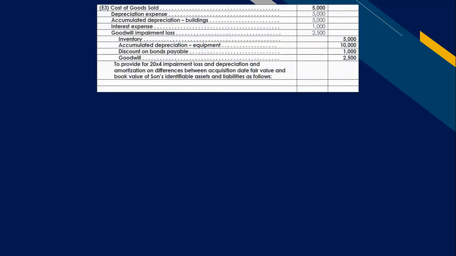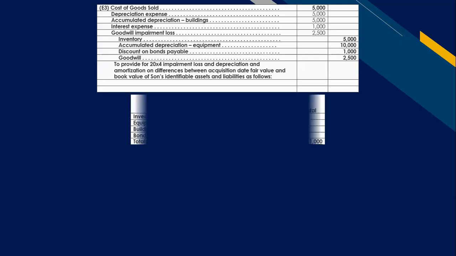So we now debit to cost of goods sold, debit to depreciation expense, debit to accumulated depreciation of buildings, debit to interest expense, goodwill impairment loss, and credit to inventory, accumulated depreciation of equipment, discount on bonds payable, and credit to goodwill to provide for 20x4 impairment loss and depreciation and amortization on differences between acquisition date fair value and book value of Sun's identifiable assets.